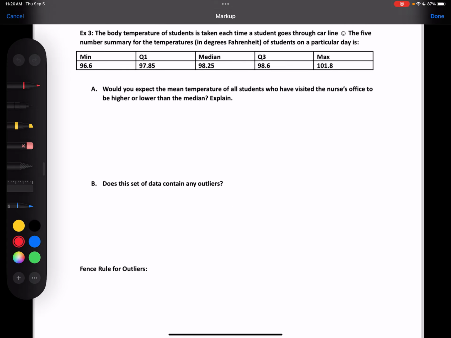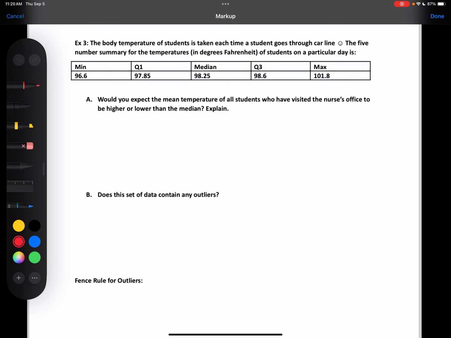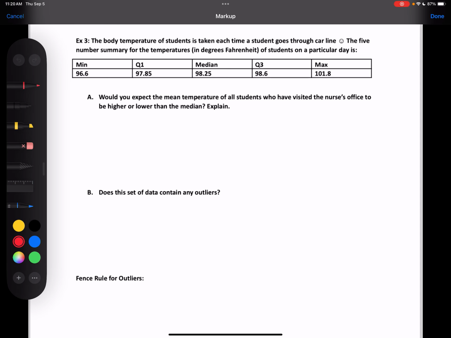All right. For this one, body temperature of students is taken each time a student goes through Carline. I kind of added that in after that COVID year. Do y'all remember getting your forehead scanned when you dropped off in Carline? Yes. I added that. That's why it has a smiley face.